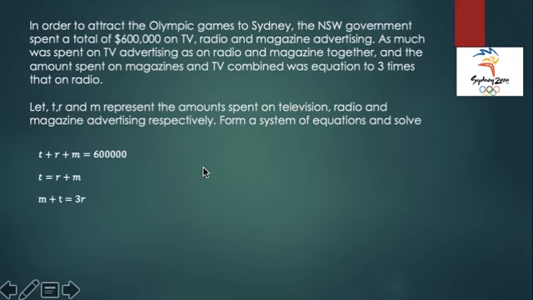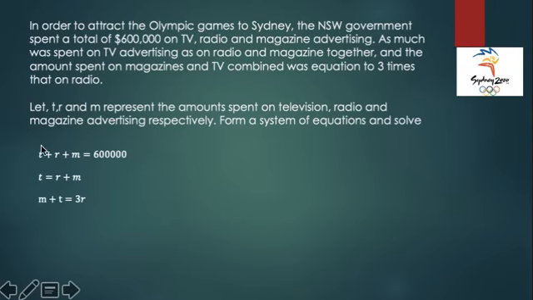And we also know that the magazines plus the television was equal to 3 times the radio. Now be really careful. Once we've written our equations, we've got 3 equations, so that's all we need to solve for 3 variables. But we've got to make sure our order is correct. So let's start with the order that they gave us the variables: T, R, and M.